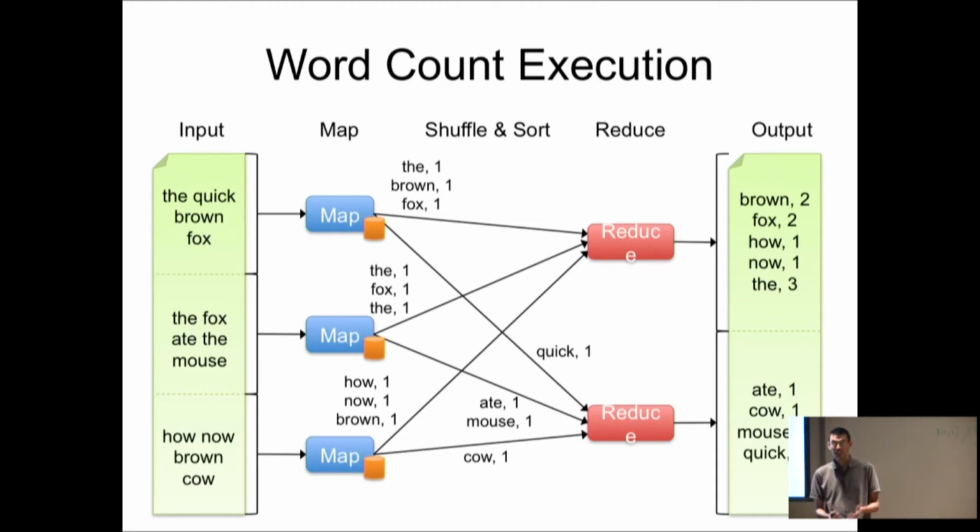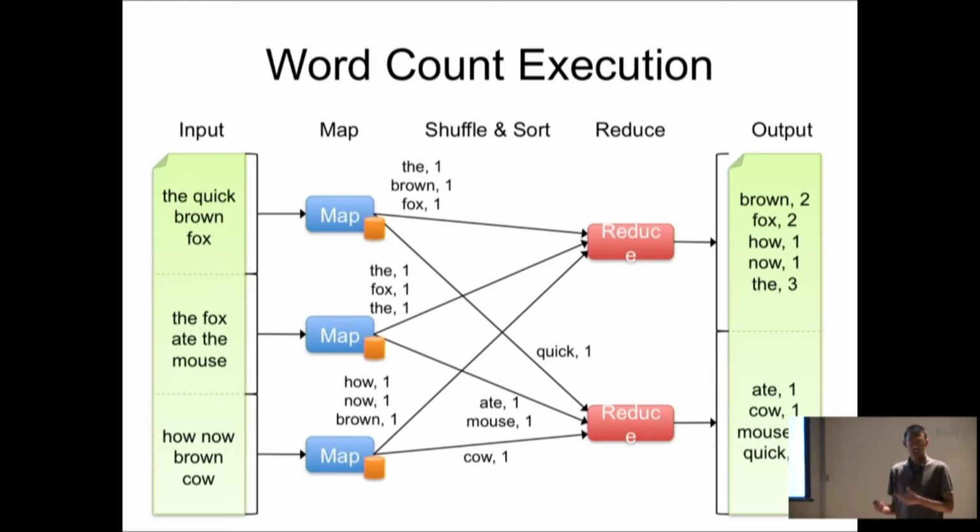The programmer doesn't need to do anything about it, but the shuffle basically does a hash partitioning of all of the keys and sends the values to the right place. So then the reducers get run, and what you get out of it is something which looks like this: fox, comma 2, brown, comma 2, and so on. So this is sort of a logical diagram of what you expect to happen.